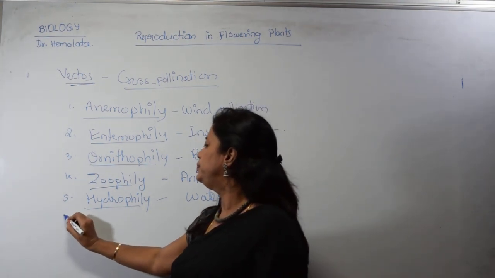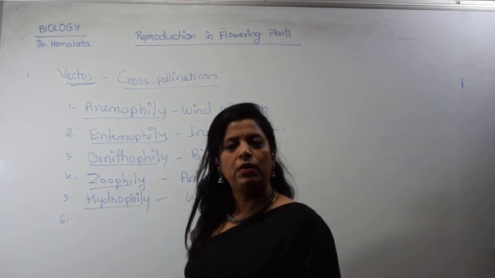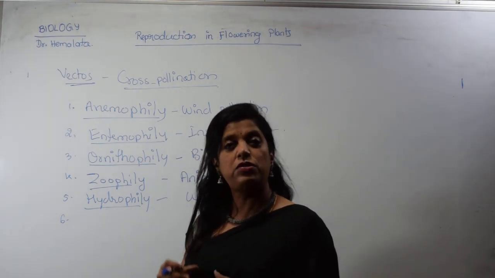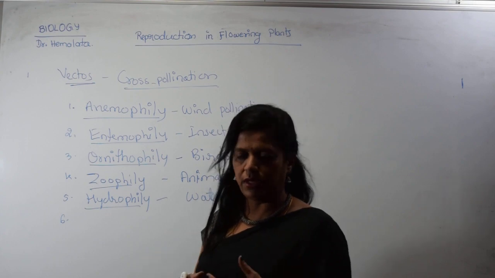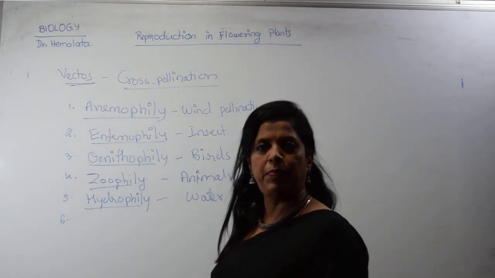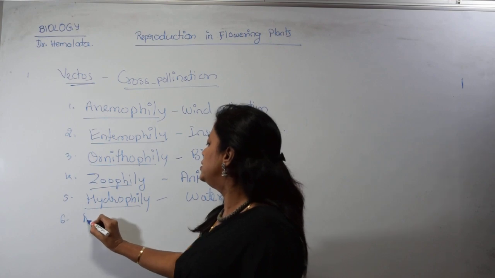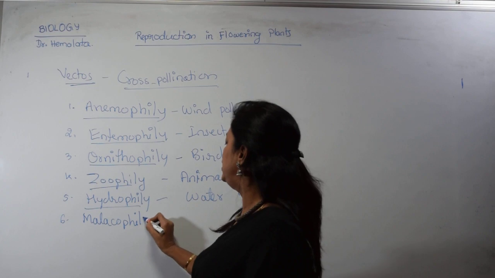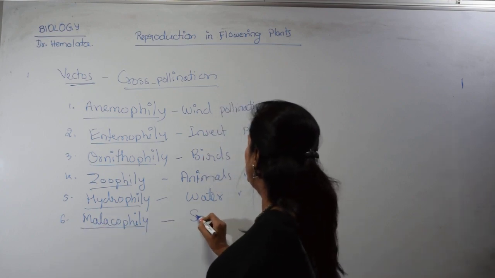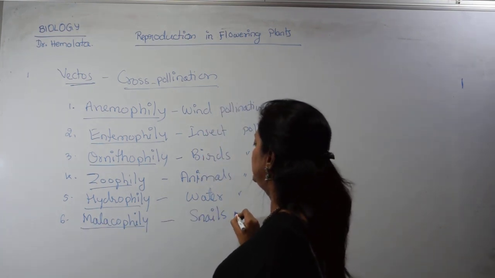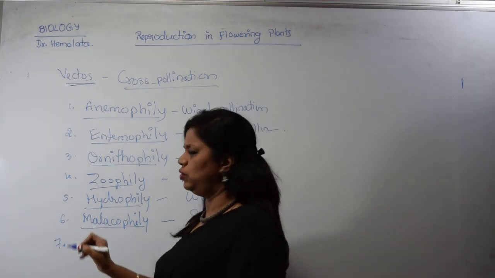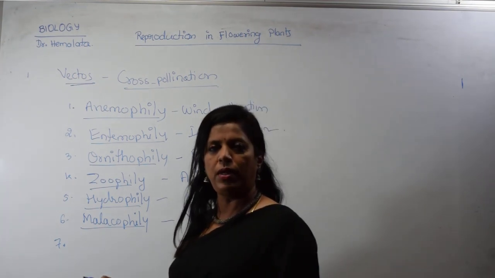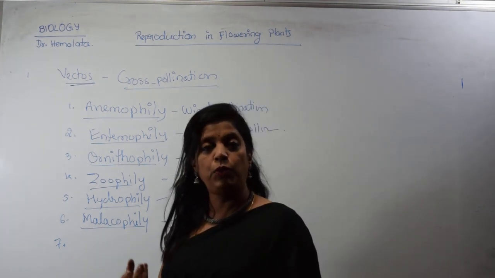Water pollination. Sixth one, sometimes the pollination happens with the help of snails. Snails, I hope you know, in a marshy land and all. Snails help in pollination. Then we call that malacophily. Malacophily is nothing but the pollination through snails. Then next one, there are so many but I will give you only a few. This is there in your NCERT book, so we are talking about them. Last one, in the night blooming flowers.